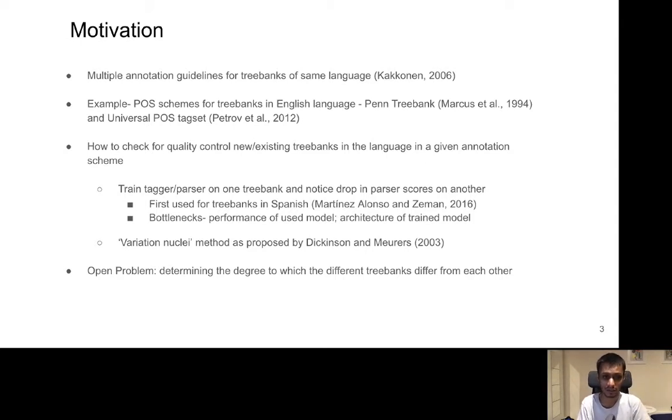Now, the second approach is the variation nucleus method as proposed by Dickinson and Morris. This is the most famous one, and it compares the POS annotation in n-grams. However, the degree to which different treebanks differ from each other has not been fully solved.